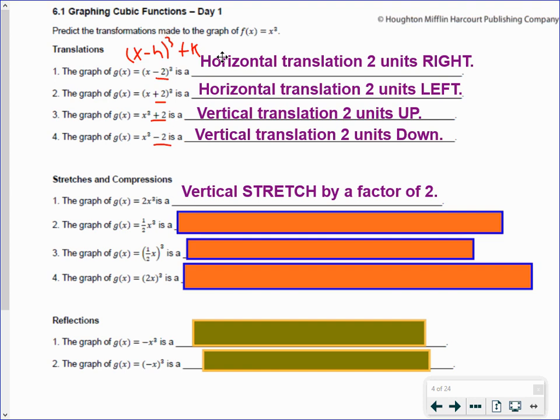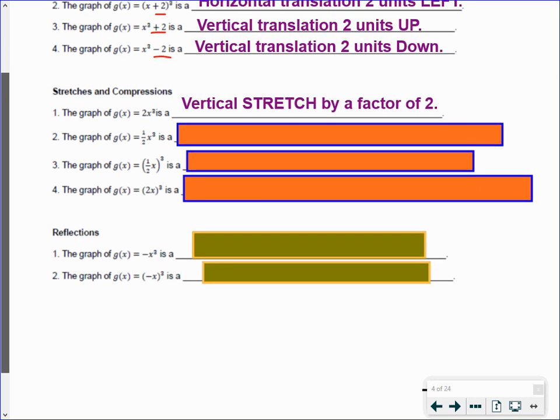So stretches and compressions. The graph g of x equals 2x cubed is a vertical stretch by a factor of 2. We see our 2 is outside of the parentheses, so it's not being affected by the exponent. It's directly affecting the y, so it's a vertical stretch by a factor of 2.